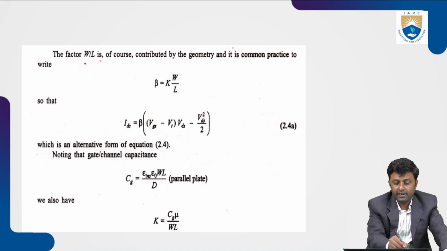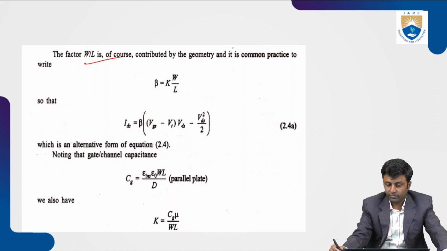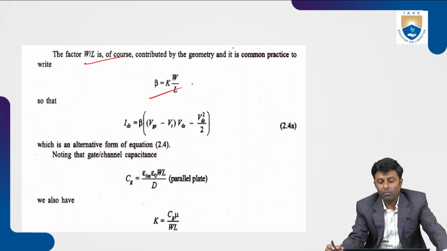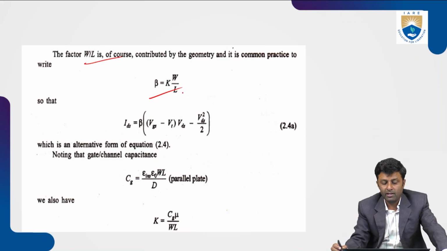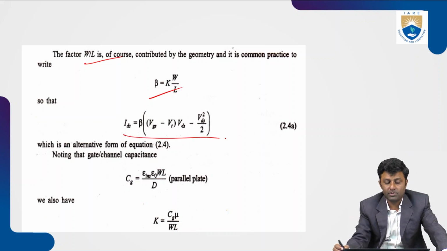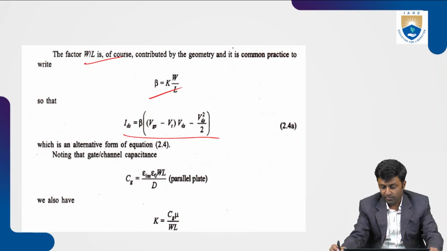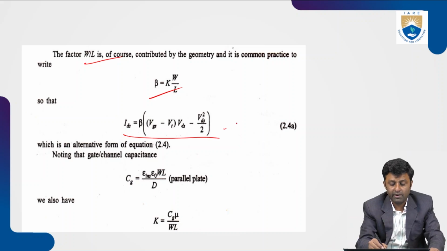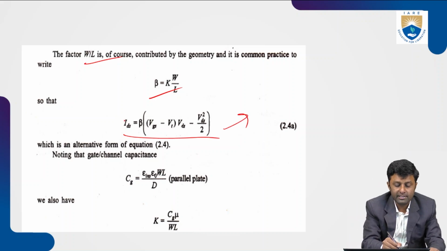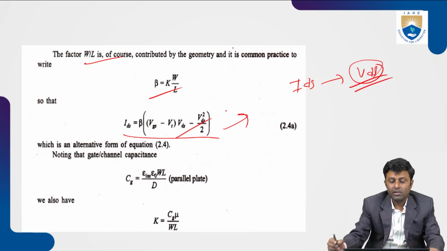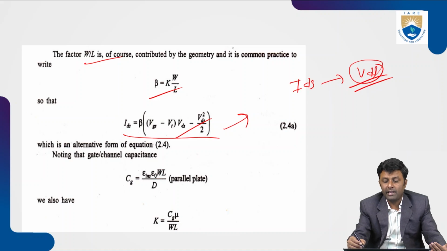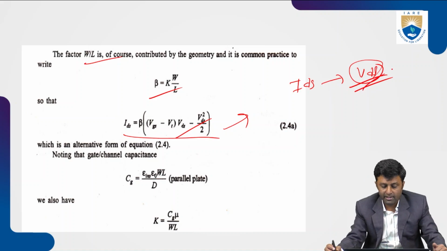Now the factor W by L: to calculate beta, we write beta equals K into W by L. So we can easily write the above equation as IDS equals beta into Vgs minus Vt into Vds minus Vds squared by 2. This is the relationship between the current flowing from drain to source and VDS. As we increase VDS, there will be a change in the current.